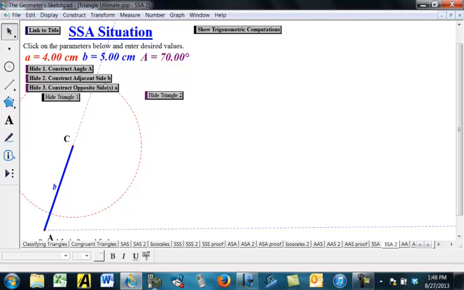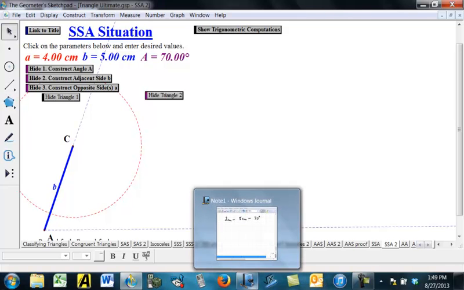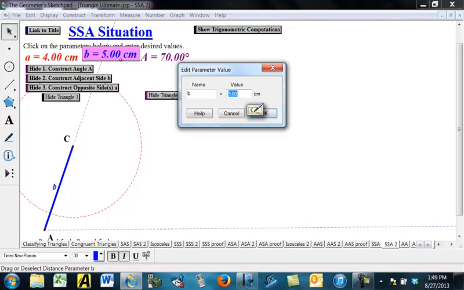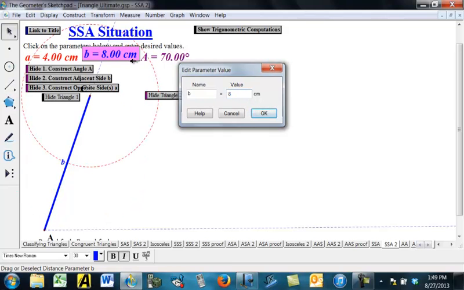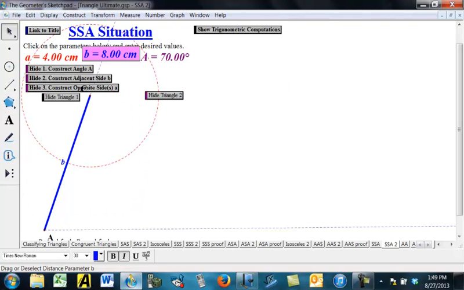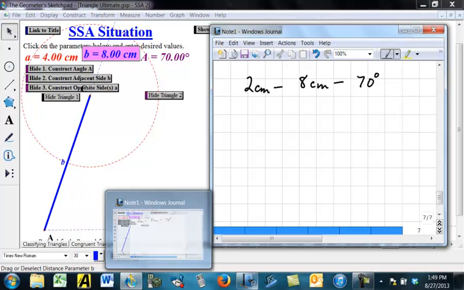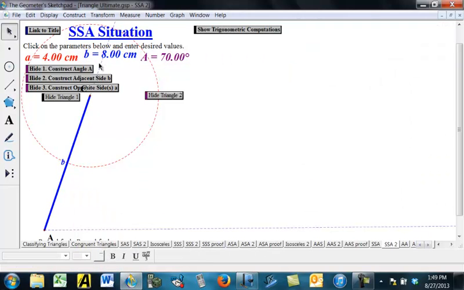And then we set the side next to it, so that's the first thing we do. Then from there we draw out the 8 centimeters. And then finally we put the last side in, which was 2 centimeters.